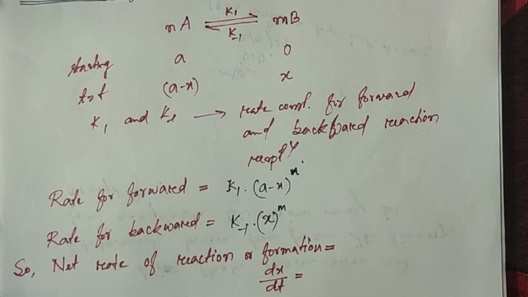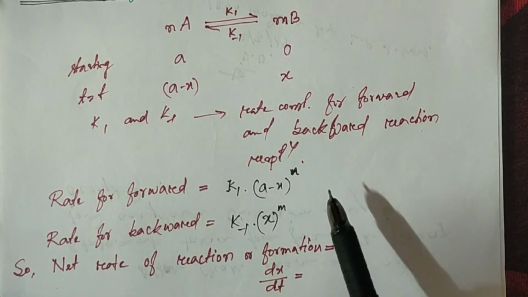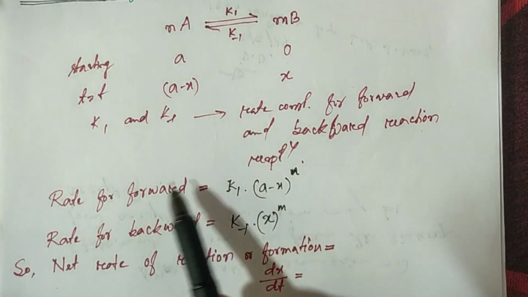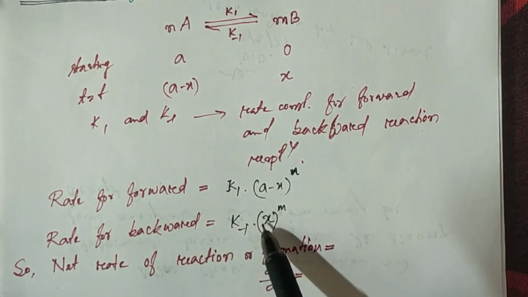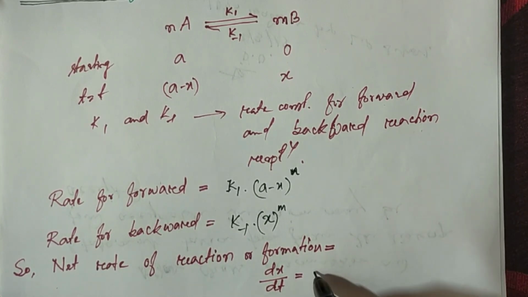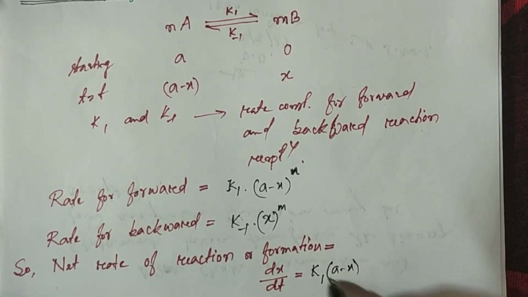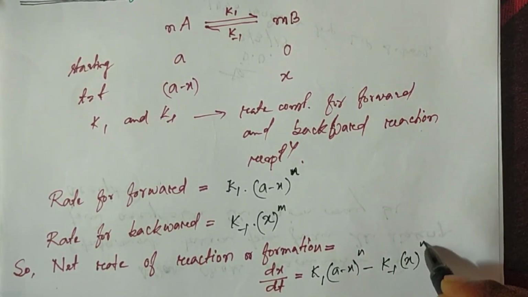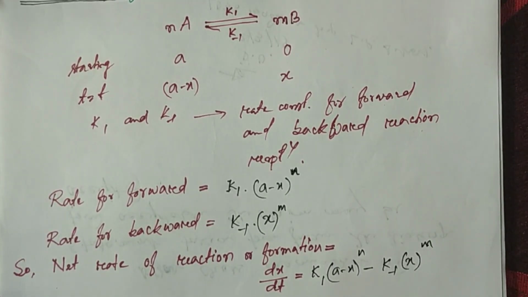So the net rate of reaction or formation of this reversible reaction, dx by dt, is equal to the forward reaction minus the backward reaction. The forward reaction is k1 a minus x to the power n, minus k minus 1 x to the power m. So this is the net rate of formation or reaction.